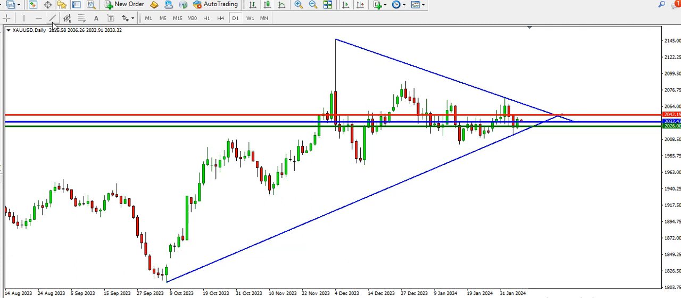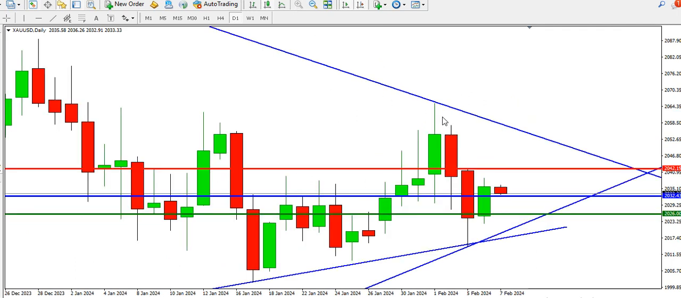Apart from price being in a range, let's look at the pivot analysis for today. Let's zoom. Okay, now this blue line is the pivot line, and price has just tested. Price actually opened above the pivot line, okay, and just dropped to test the pivot line.